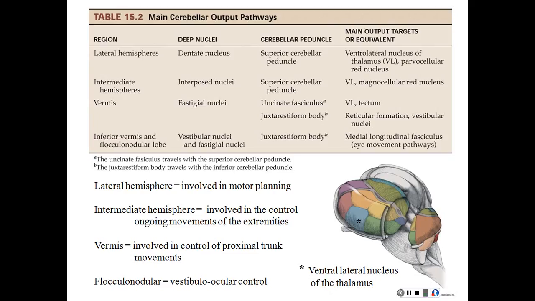And then where are we sending this information? We're sending it to the thalamus. The only thalamic nuclei I've told you about so far are two: the ventral posterior lateral and ventral posterior medial. So now we can add on to that the ventral lateral. The ventral lateral nucleus is the one that receives the cerebellar information and then projects onto the cortex.